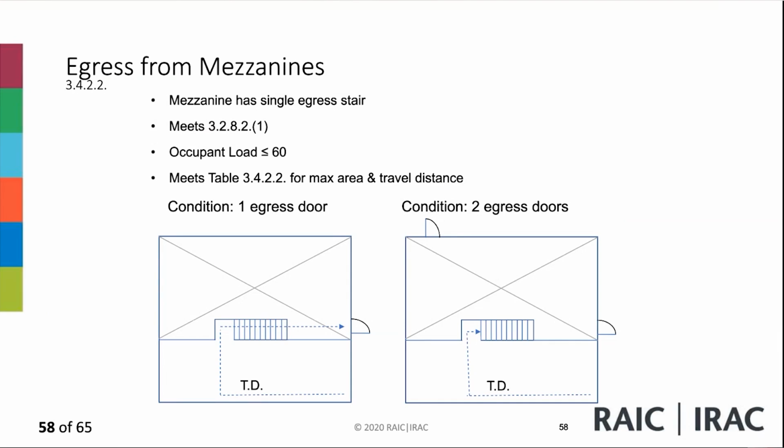Egress from mezzanines. If the mezzanine has a single stair, meets 3.2.8.2, occupant load less than 60, meets Table 3.4.2.2 for maximum area and travel distance. So in this case, we've got different conditions. These are different illustrations for mezzanines. Take a look at them, and I've got less than 60 occupants on the mezzanines. It meets the provisions of 3.2.8.2.1, meets Table 3.4.2.2 for maximum area and travel distance.